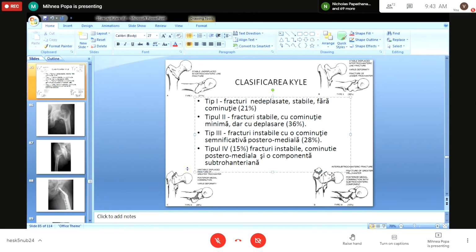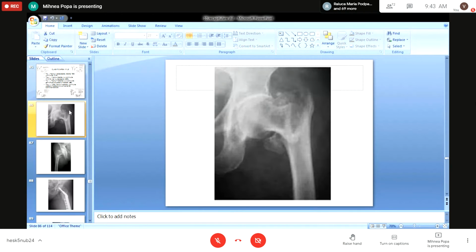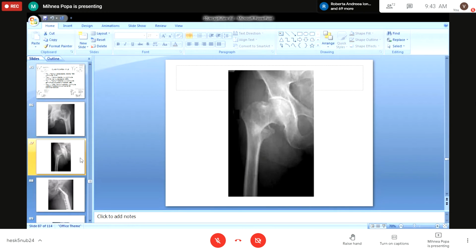Okay, why is gamma nail better here? Because gamma nail has a centromedullary rod and the screw, and this centromedullary rod will have an axial resistance. Yes, so this will help us a lot in this type of fractures. So a peritrochanteric fracture that is type 2, it's easy to treat through DHS.